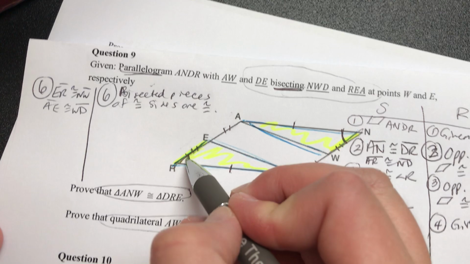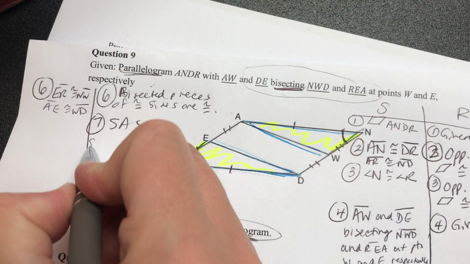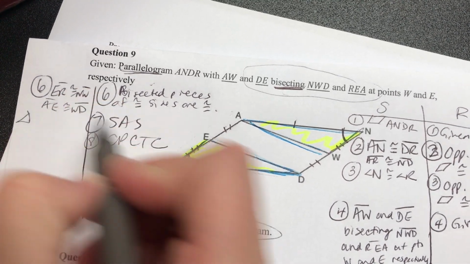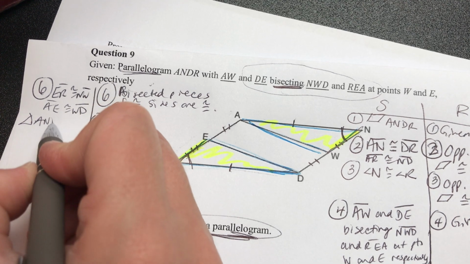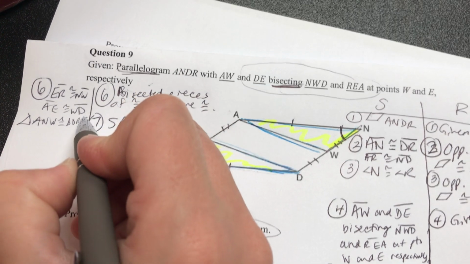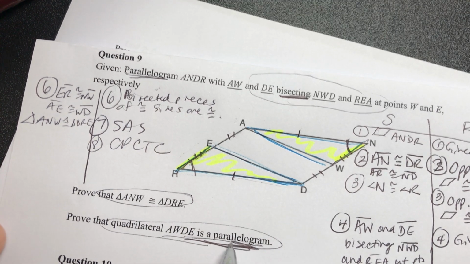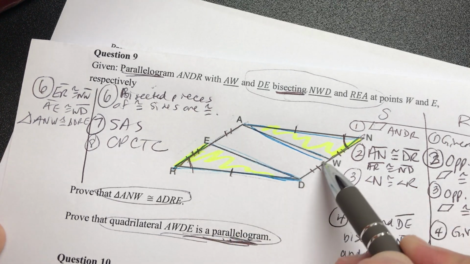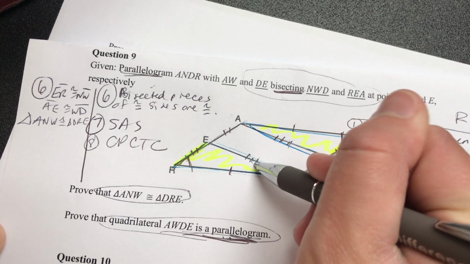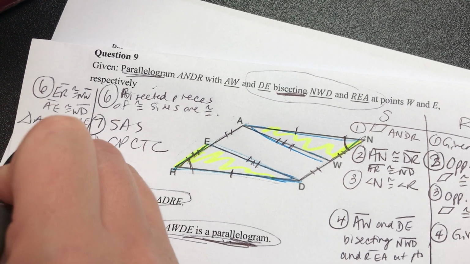I now have side, angle, side. So now I know that that will go here, which means CPCTC will follow. So triangle ANW, that was step 1. And what they were trying to have us prove, triangle DRE. Okay, that part's done. What do I need to prove it's a parallelogram? Well, I already have AE and WD. Now I just need AW and ED. And luckily, those are the third side of my triangle, so that's what I'm going to use CPCTC for.